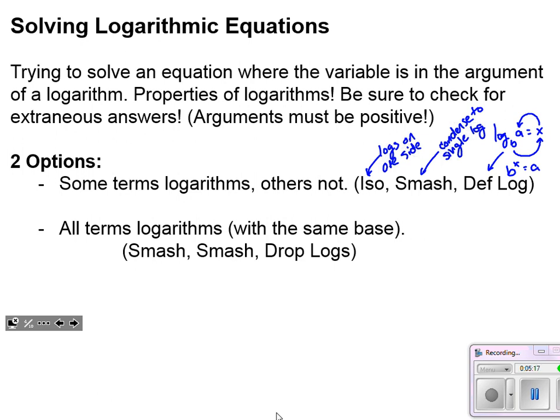The other option, well, what if all of the terms are logarithms and they have to have the same base for this to work? Then we're going to take both sides, smash the left side to 1 log, smash the right side to 1 log, and then we drop the logs entirely, and it just becomes argument equals argument. Typically a very easy equation. This second option, if we do see an equation that's set up this way, is much, much faster. Provided, of course, that we do all of the work with the properties to combine all the logarithms together.